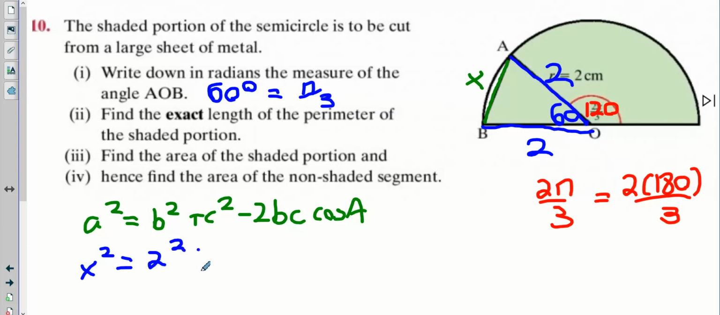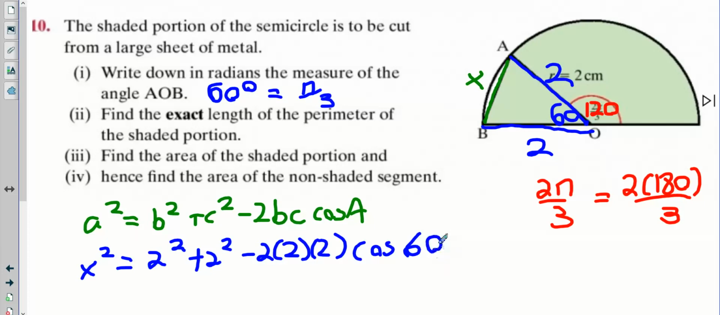Yeah. Plus. Yeah. 60. Lads, will you lob all that into the calculator for me and tell me what it is? Make sure you're in degrees. All right, 4 on the money. So that's 4, and then do a square root of it. So it's 2 as well.